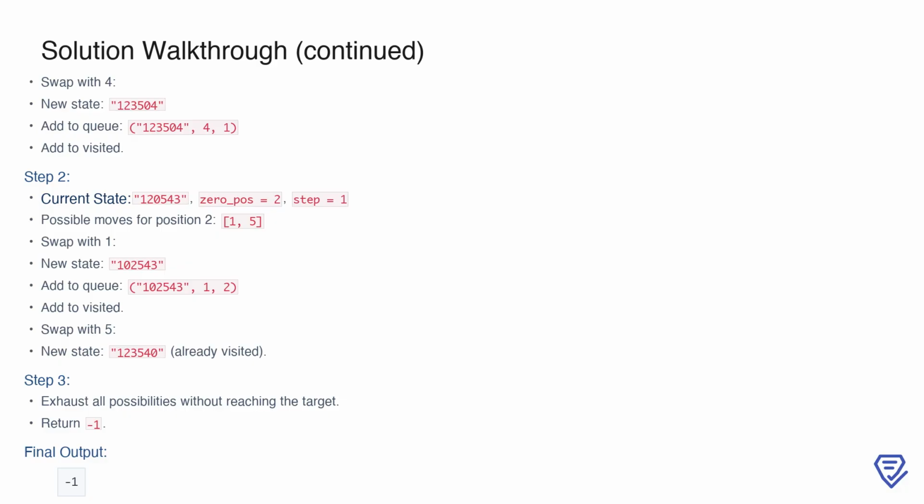We continue exploring all states in the queue. Eventually, all possibilities are exhausted without reaching the target state. This confirms that the puzzle is unsolvable, and we return -1 as the result. The final output for this example is -1.